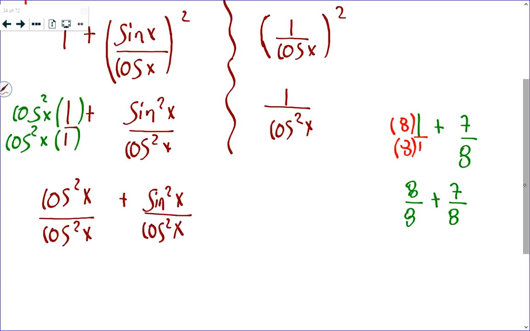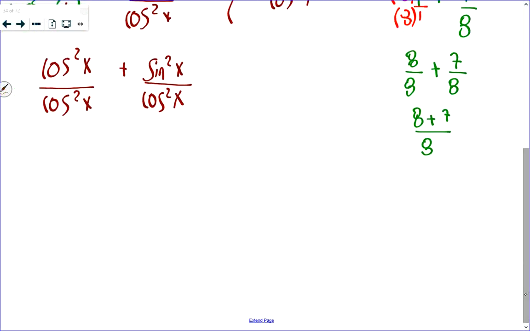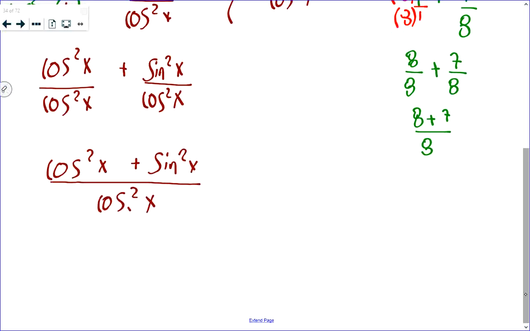I have a very bad habit with trigonometry of saying stuff like sine over cos. I should be saying sine of x over cos of x. I shouldn't be saying sine squared. I should be saying sine squared of x. Oh, well, we got a common denominator. Just like over here, we would write 8 plus 7 over 8 and get 15 over 8. Here we can write cos squared of x plus sine squared of x over cos squared of x.